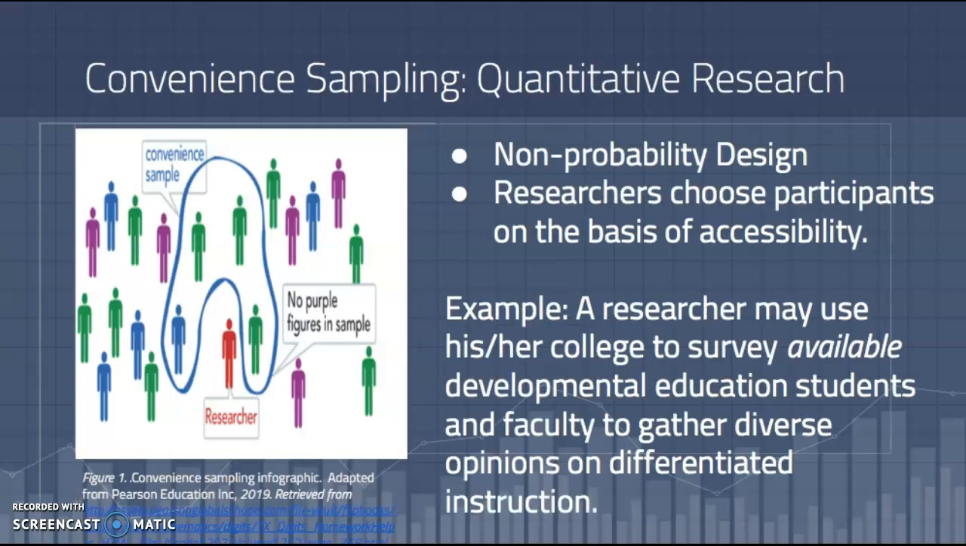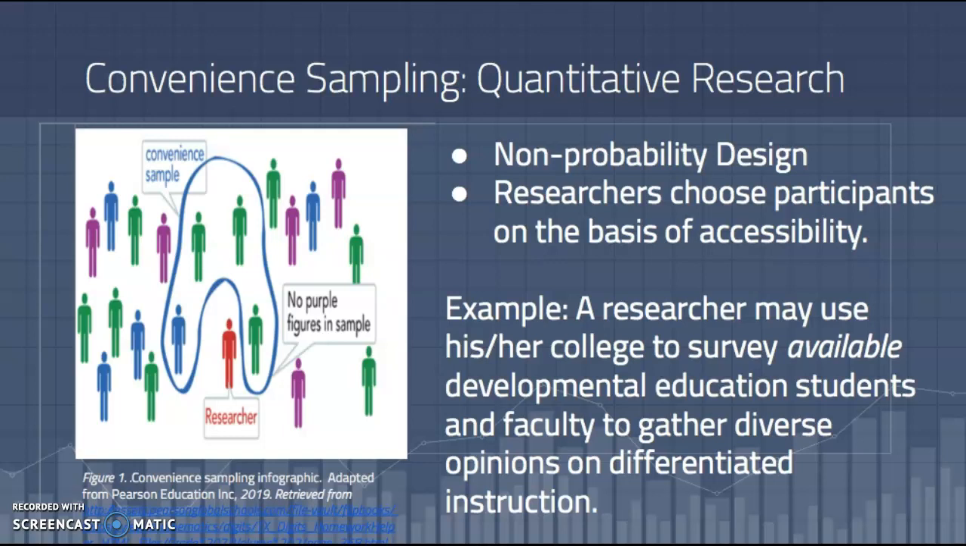Here's an example of convenience sampling in quantitative research. So again, it's a non-probability design, but the researchers will choose the participants on the basis of accessibility. And here's an example. A researcher may use his or her college to survey available developmental education students and faculty to gather diverse opinions on differentiated instruction.